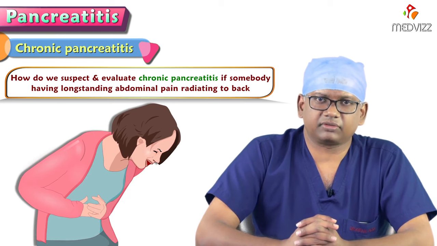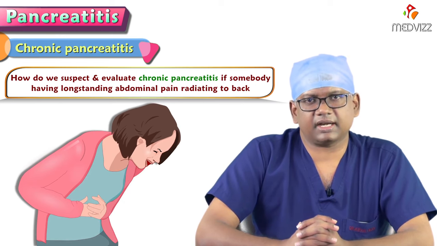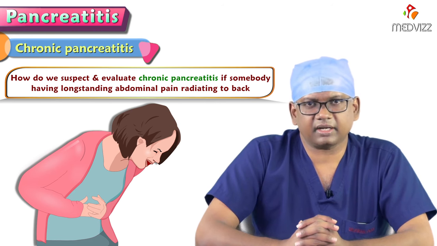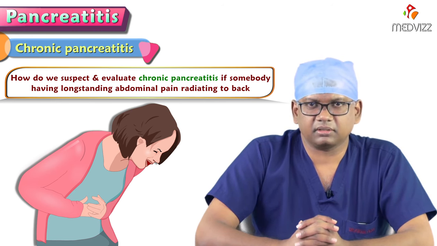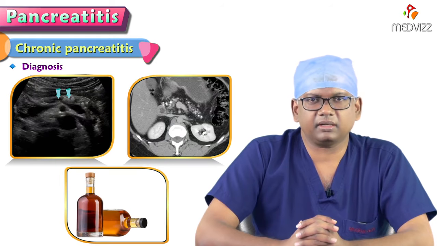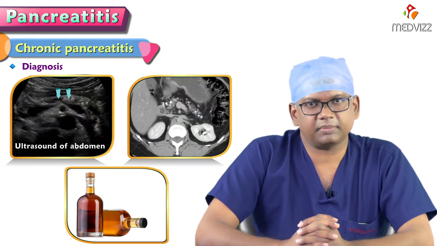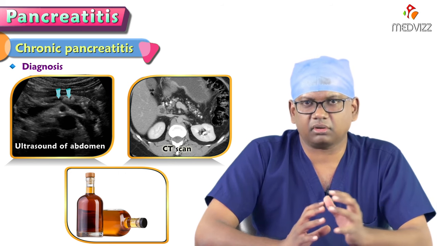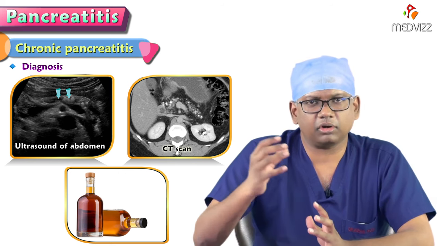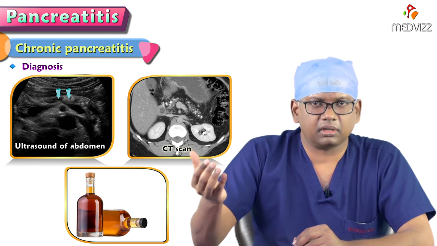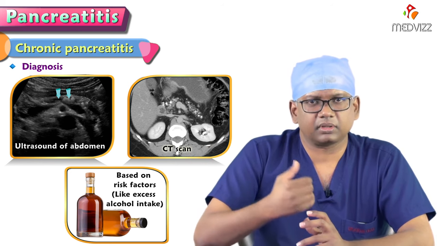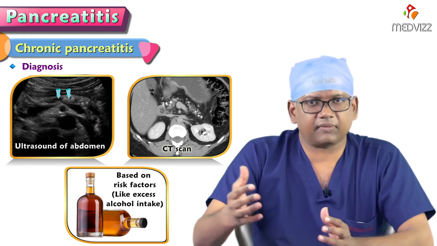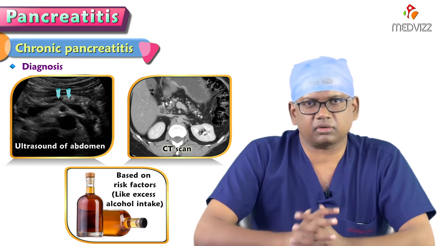How do we identify it? If somebody has long standing abdominal pain that is radiating to the back, we suspect chronic pancreatitis and evaluate appropriately. What sort of tests can be done? Simple tests like ultrasound abdomen and CT scan can tell us whether the patient has chronic pancreatitis or not, and then we go on to investigate risk factors like lifestyle risk factors or hereditary factors, genetic testing. All these need to be worked out.